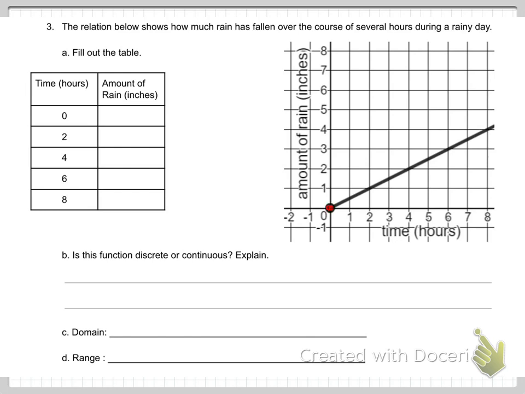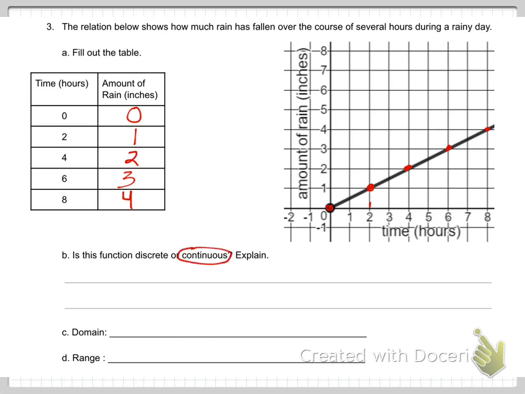First of all, notice (0, 0) is a point, so for the input, we first have to fill out this table here. The question asks us to do that right here. (0, 0) is a point. Plug in 2, the output's 1, so (2, 1) is a point, (4, 2) is a point, (6, 3), and (8, 4), those are all points. So I'm going to fill out the table like that.